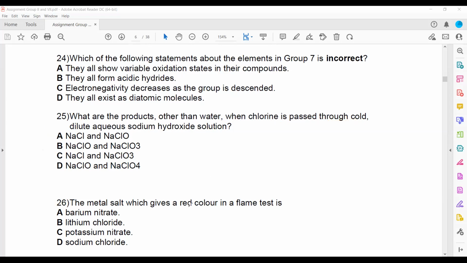The metal salt which gives a red color in a flame test is... So the flame colors, you have to memorize these flame colors.